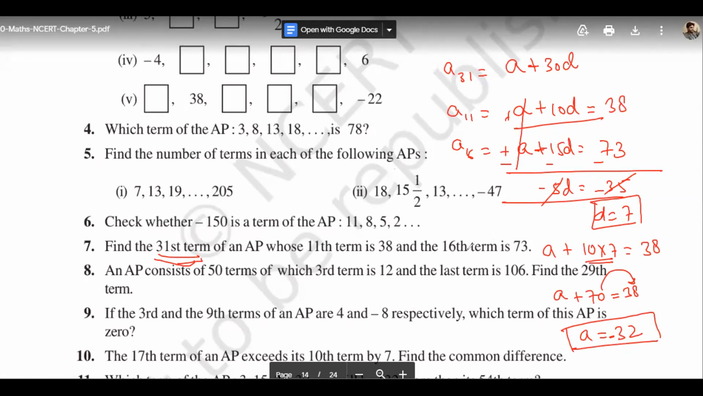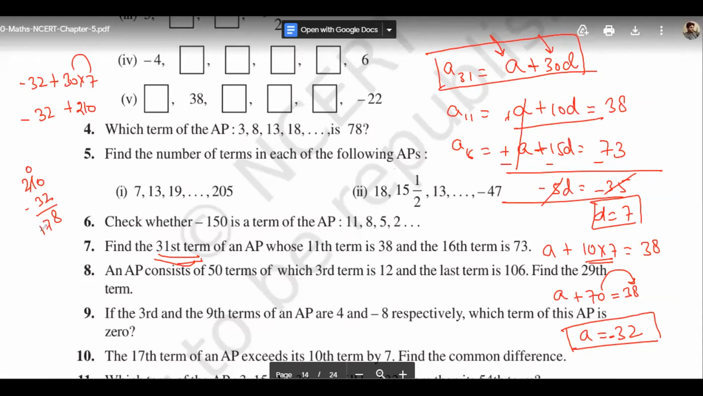And now putting this value in this equation, you need to find out the value of the 31st term. You have calculated, you know the value of A and you know the value of D. Now put this value that A is minus of 32, then plus 30 into D, which is 7. Then you will get 210. And then this will be 32 minus, then you add these two. You will get 210 minus of 32. You will get here 8, and then 7, 178.